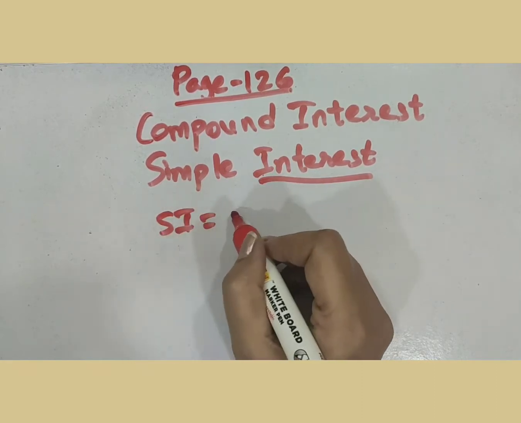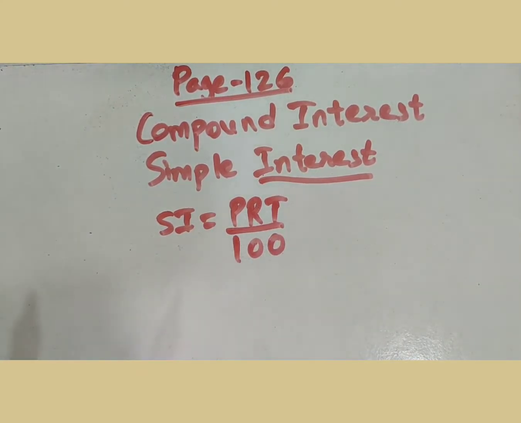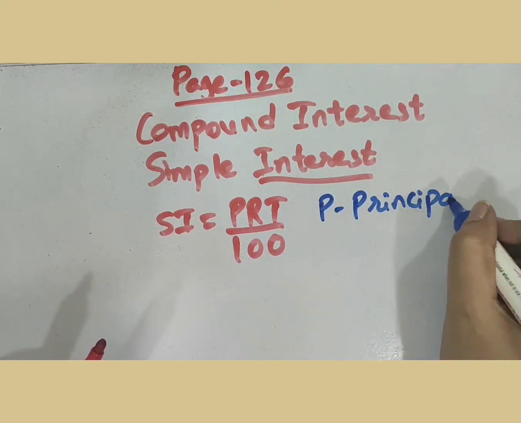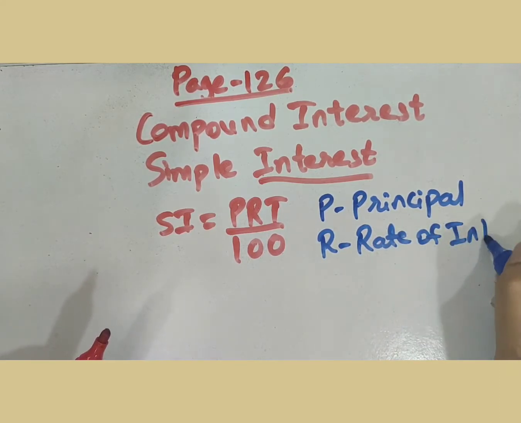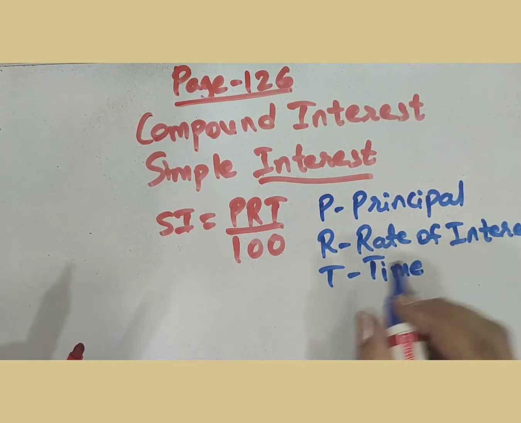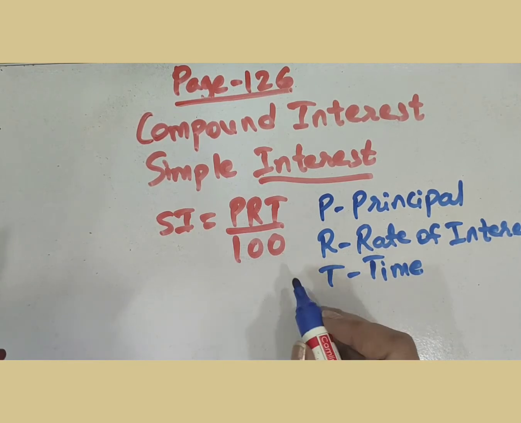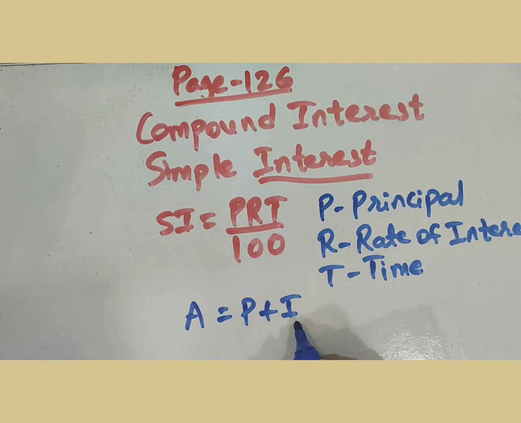Simple interest is equal to PRT upon 100, where P is principal, R is rate of interest, and T is time. Now after calculating interest, when you want to find the total amount to be paid after interest, you will find the amount by P plus I. So you have to add principal with interest, and you will get the final amount to be paid.